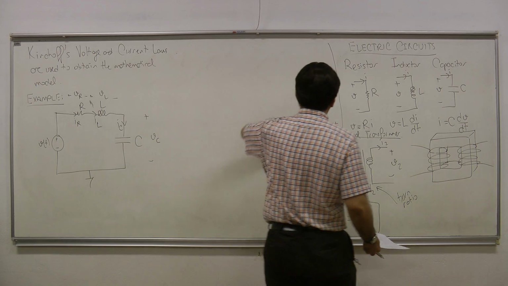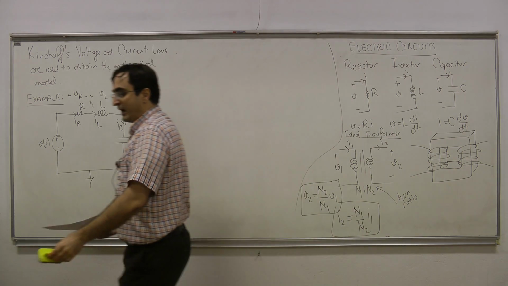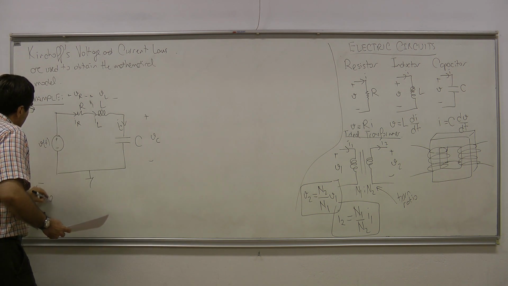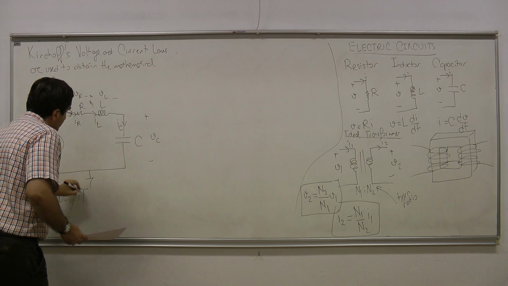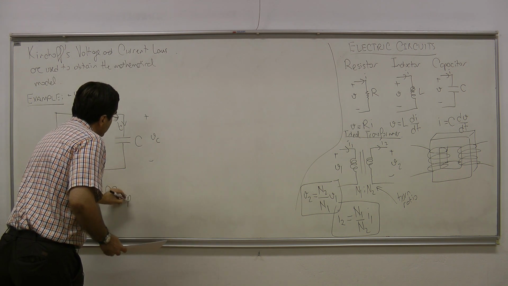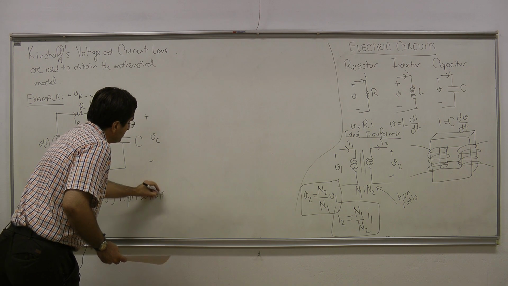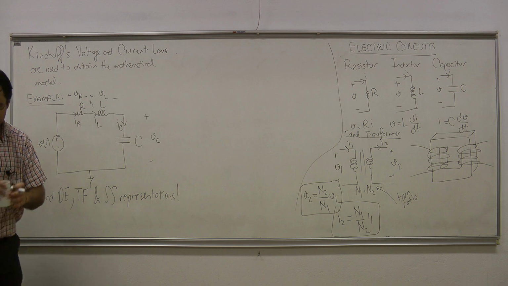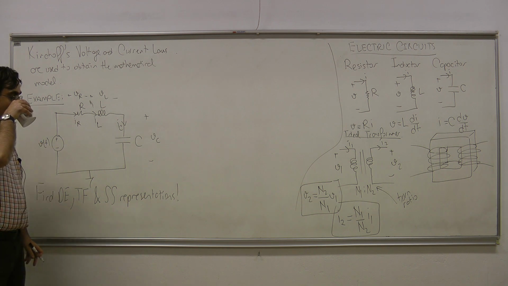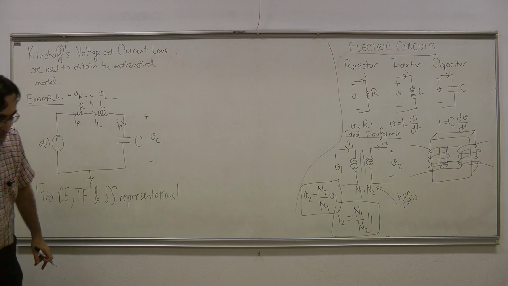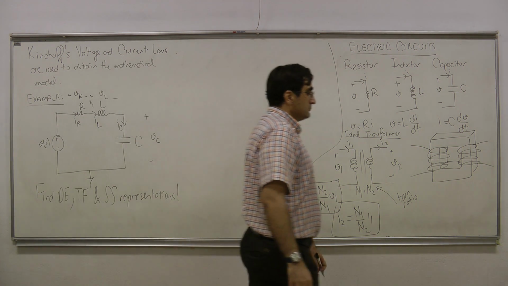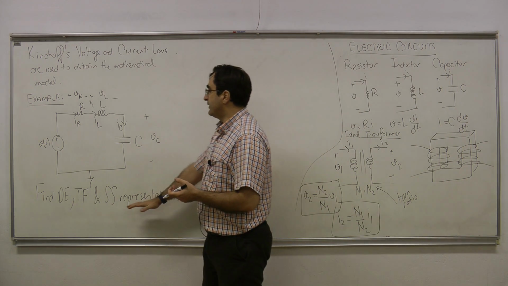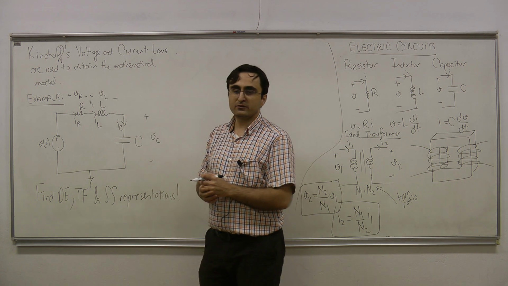So let us write what our task is. Our task is to find the differential equation, transfer function, and state space representations. That is our task. Actually, now I have defined a mathematical modeling problem. So we need to find a mathematical model of a physical system.